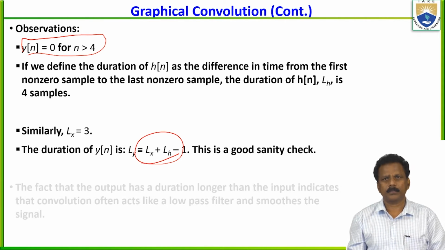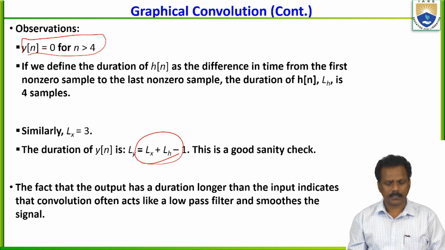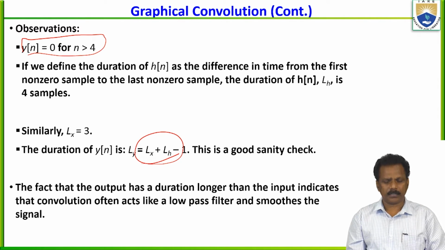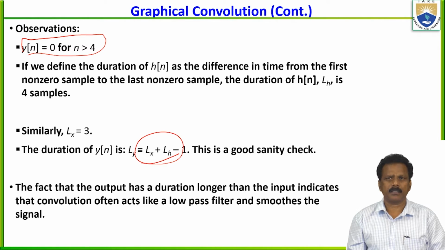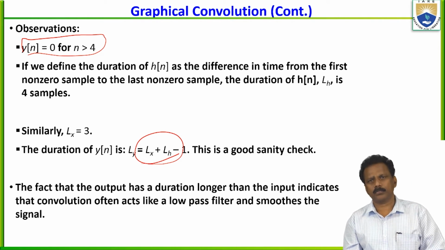Within this, the fact that the output has a duration longer than the input indicates that convolution often acts like a low pass filter and smooths the signal.